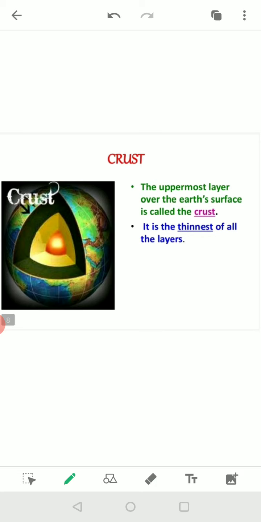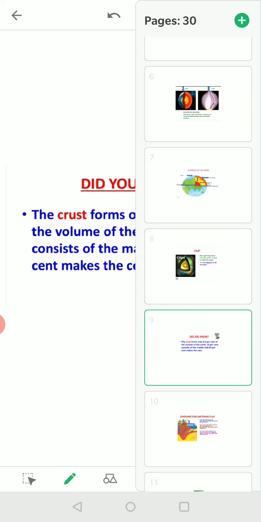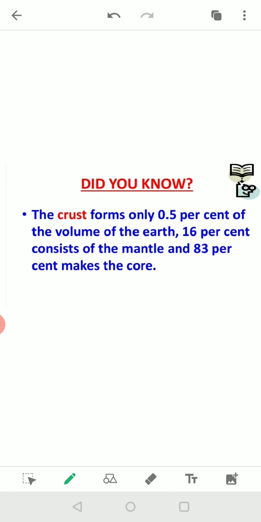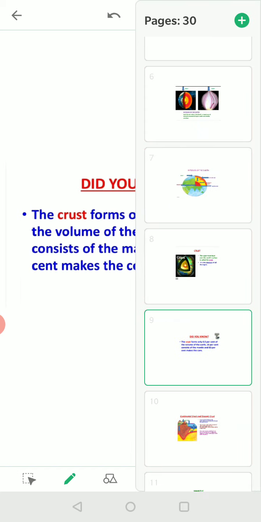Now the crust. The uppermost layer of the earth's surface is called the crust. It is the thinnest of all the layers. One of the facts is that the crust forms only 0.5% of the volume of the earth. 16% consists of the mantle and 83% makes the core. Now what is volume? It is the space occupied by that particular thing, that is the crust.